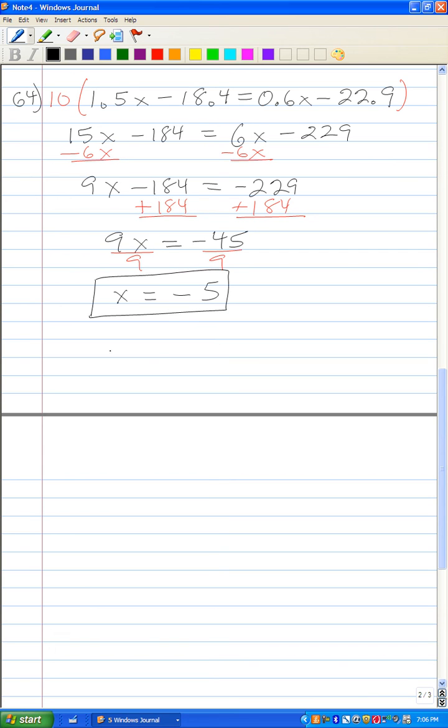Let me do problem number 72. 5 times the quantity x minus 2 plus 11. Oh, actually, wait. That's on the next page. That was problem number. Okay, so here, 1 second.